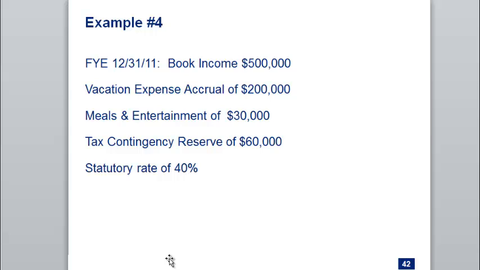So we've got to do step 1. Mina, what would you do in step 1 in this situation? Determine what the current payable is. Okay, what's that? So for the book income, it will be $500,000 multiplied by the statutory rate of 40%, which is 200,000. And then vacation expense, which is currently not deductible for tax, so take the $200,000 multiplied by 40%, which is 80,000. And meals and entertainment, so I take $30,000, take half of that, which is 15,000, and multiply by 40%, and that's 6,000. Okay, so now you're up to 286, same as example 3.